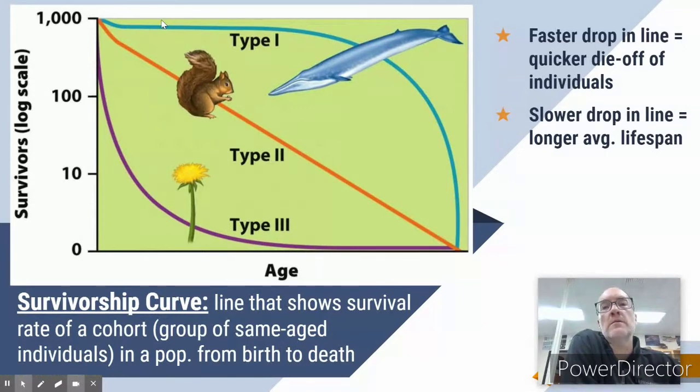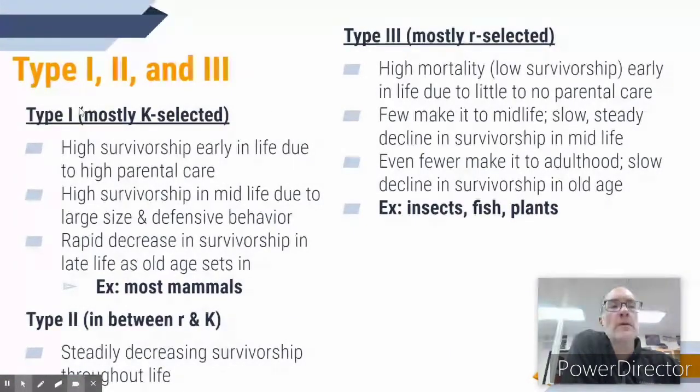And if the line is slow to drop, then obviously they're going to have a longer lifespan. So this is a typical graph that you're going to see. So the 3 types. Type 1, mostly these are K-selected species, like that whale, have a high survivorship early in life due to high parental care, high survivorship in midlife because of usually larger size or some sort of defensive behavior. They will, towards the end of their life, have a rapid decrease in survivorship.